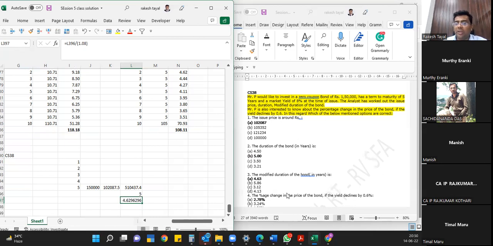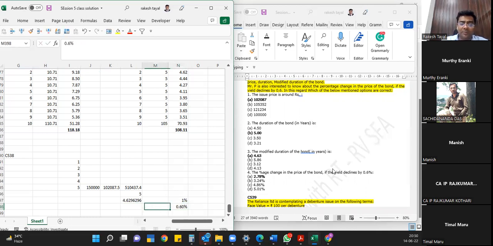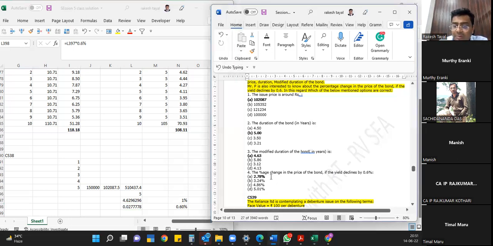And what is the percentage change in the price of bond if yield declines by 0.6%? So 1% अगर चेंज होता है बॉन्ड में तो वैल्यू कितनी चेंज होगी? 4.62%. अगर 0.6% चेंज होता है तो कितनी होगी? 0.6 into 4.78. क्या होगा? 2.78 कम होगी ज्यादा होगी? बढ़ जाएगी. Yeah, price will increase. So option can be 2.78 increase or 2.78 decrease.